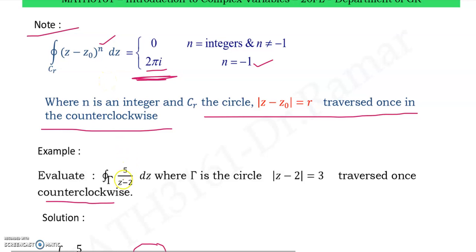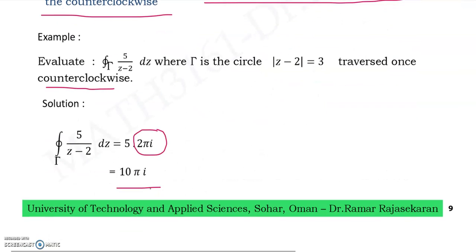If you have similar types of functions over a closed smooth curve contour, then you can apply this result, but only for circles. That's it.